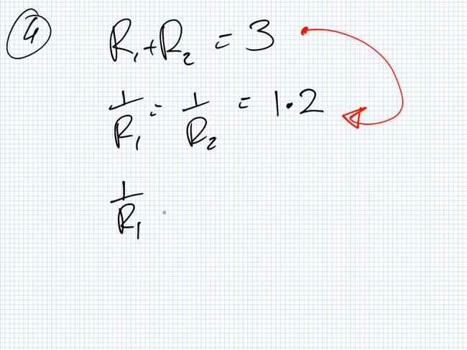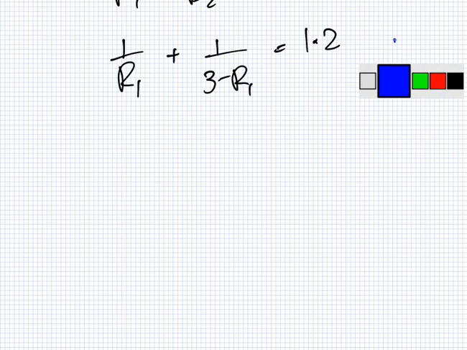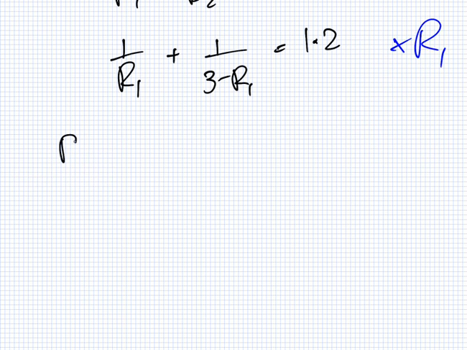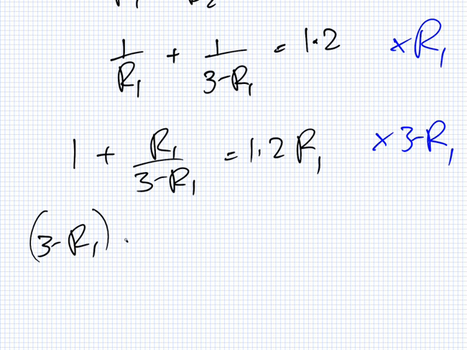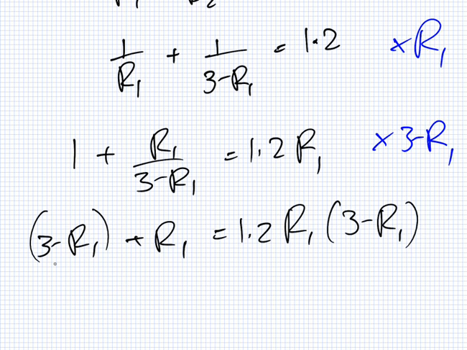I'm not going to go through this because it's just a maths problem. It's two equations with two unknowns. Although I will ask you, what's the best method to use here? Substitution, elimination, matrix, graph? Substitution. What you should do is take R1 or R2 and put it in here. So you would get something like this: 1 over R1 plus 1 over 3 minus R1 equals 1.2. Solve it. You're going to make your maths teacher upset.